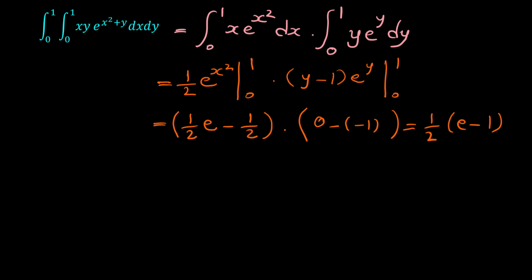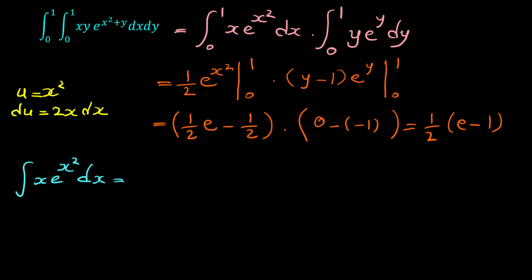Now let me show you how you can evaluate this integral with u substitution. For finding the integral of x e to the x squared dx, simply you can use a u substitution. You can suppose u as x squared. Then from this, du is 2x dx. And if you solve this for dx, dx equals du over 2x. Now if we do the substitution, we have x times e to the u, and dx is du over 2x.